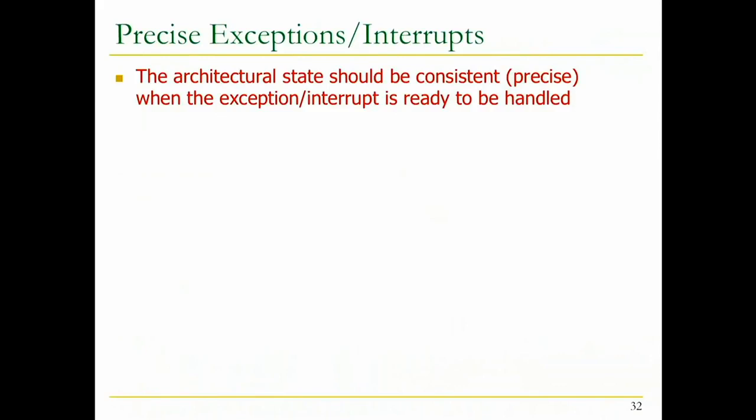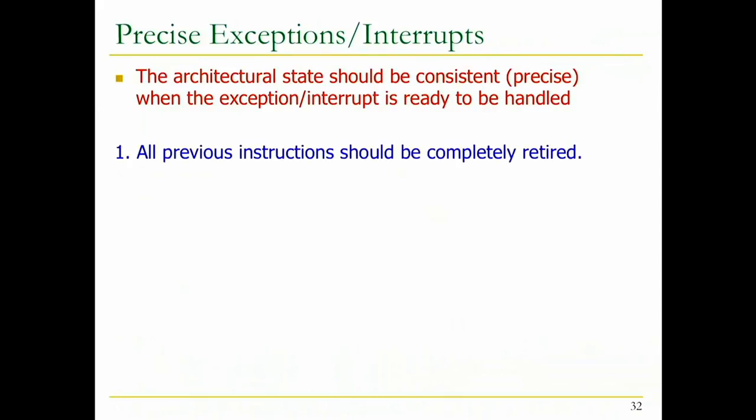Basically, the architectural state should be consistent or precise, as I will define it in a little bit, when the exception or interrupt is ready to be handled. So what does this mean? In the von Neumann architecture, all previous instructions should be completely retired. Retired means finished and updated the architectural state. Architectural state is registers, architectural registers, and program counter.